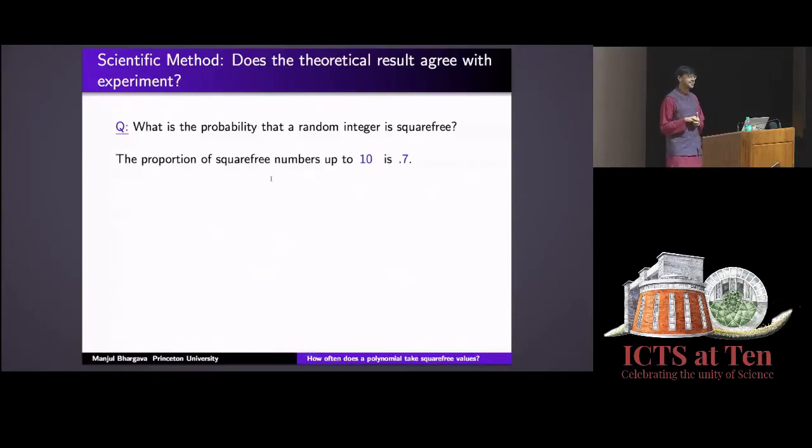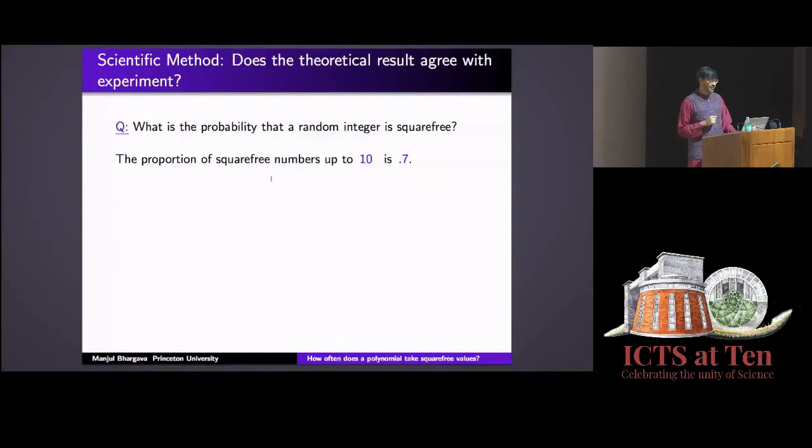Well, if you look at the proportion of square free numbers up to 10, what numbers are not square free up to 10? Well, 4 is not square free because it's a square. 8 and 9, right? Those numbers are not square free. Everything else is square free. So 7 of the first 10 numbers are square free. So the proportion of square free numbers up to 10 is 0.7. Remember, the theoretical prediction was 61%. So it's kind of close already.